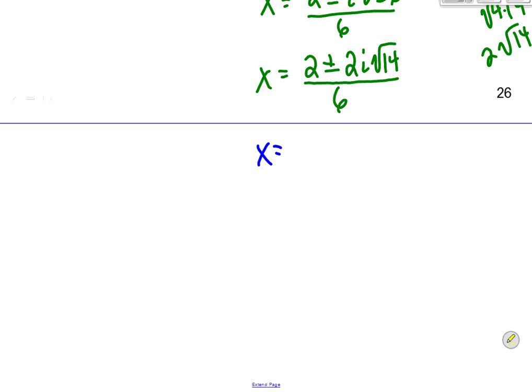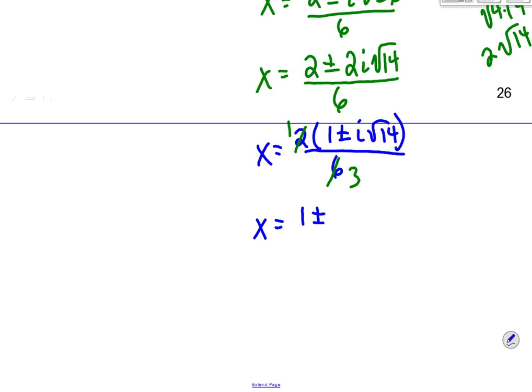So let me get rid of that yellow. And so I'm going to go 2 parentheses 1 plus or minus i the square root of 14, all over 6. My 2 and my 6 can be reduced to 1 and 3. And so then that gives me x equals 1 plus or minus i, the square root of 14, all over 3. And I want to be able to write that in standard form.